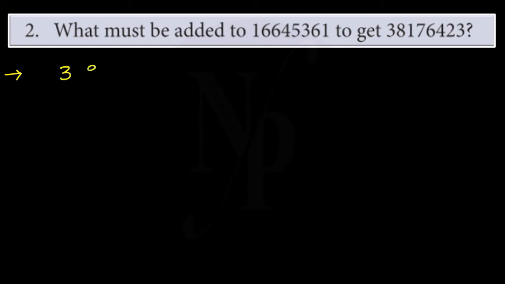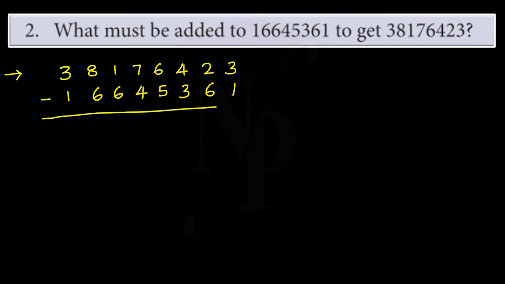3, 8, 1, 7, 6, 4, 2, 3. And from this number we have to subtract 1, 6, 6, 4, 5, 3, 6, 1. So when we subtract, we get the other number to be added with the given number to get the above sum.